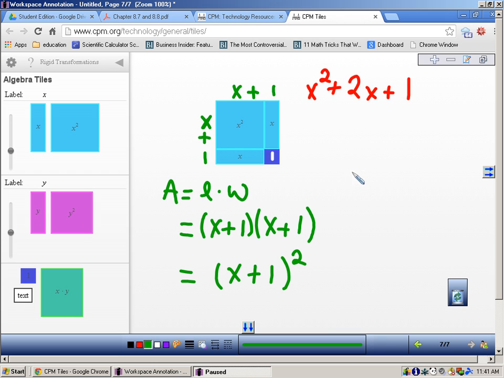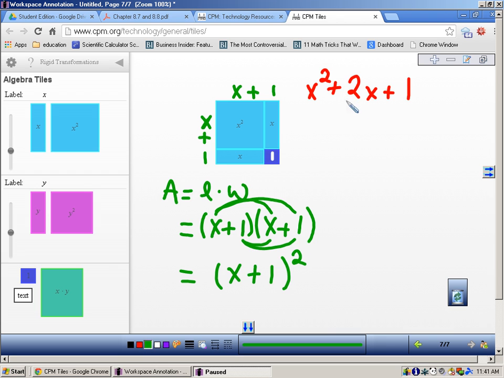Now, again, I just made a comment. I said that x plus 1 squared is equal to x squared plus 2x plus 1. And if you FOIL, you will see that. Got your first, outer, inner, last. So check that out. That would be the answer.